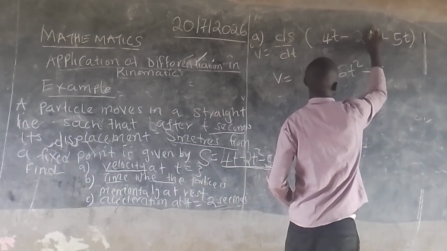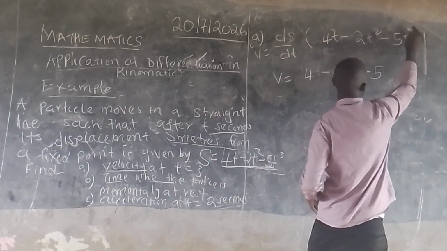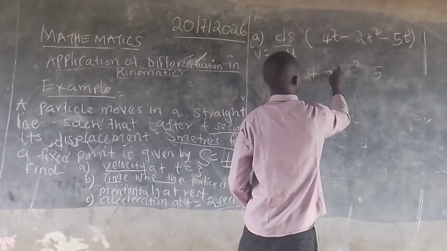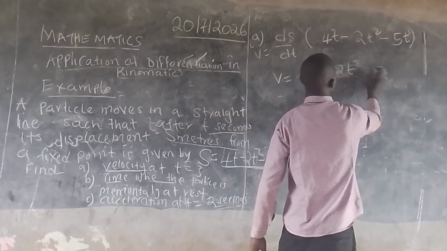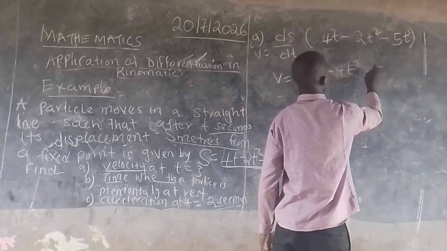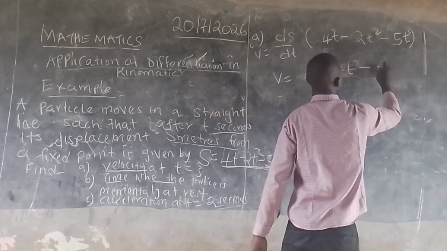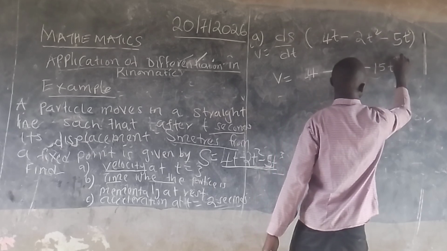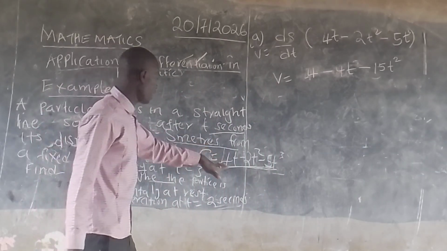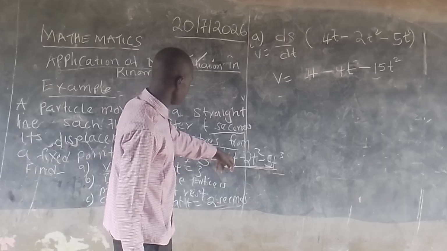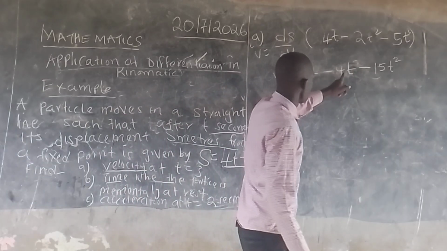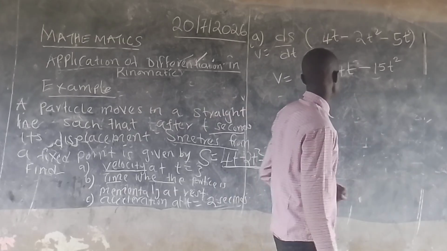Remember, this was 2t squared and this was 5t cubed. So when we differentiate, we get 4 minus 4t, then this one becomes 3 times 5, that is 15t squared. That's our velocity equation as per the displacement equation. So after differentiation, we get v equal to 4 minus 4t minus 15t squared.